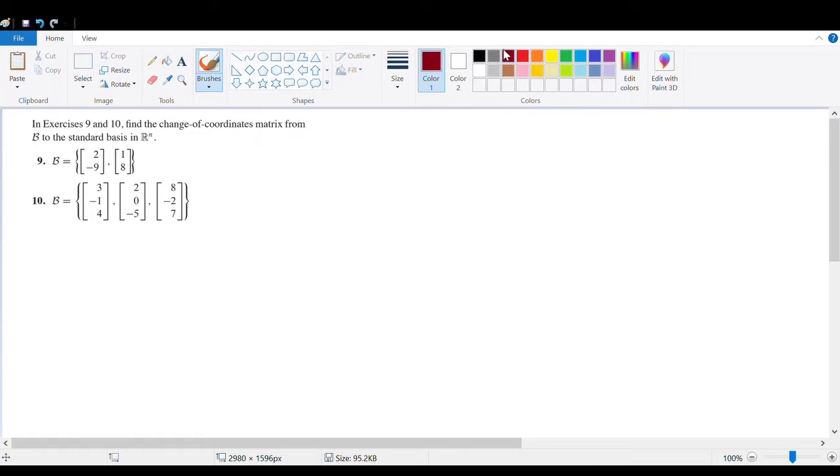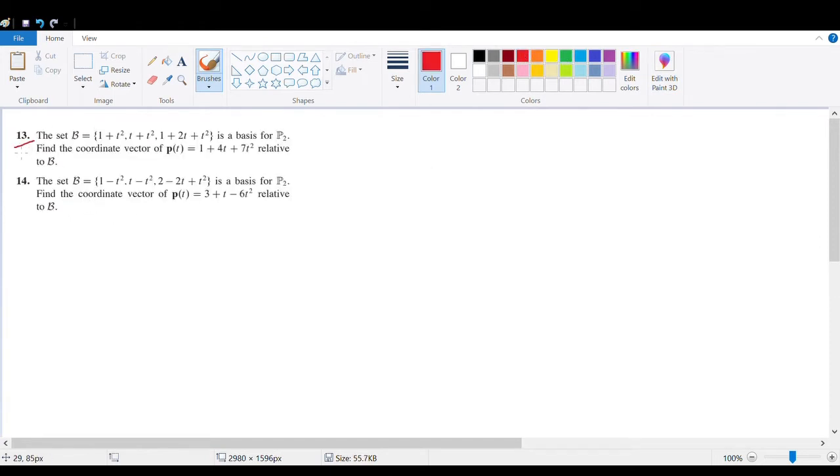In exercises 9 and 10, find the change of coordinates matrix from B to the standard basis in Rn. We know that the change of coordinate matrix is the matrix P_B, where this matrix is just the columns of the basis B. So for 9, our P_B is equal to (2, -9), (1, 8). This is the change of coordinate matrix.